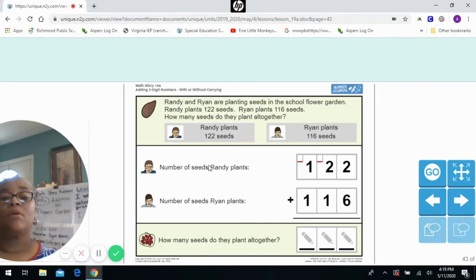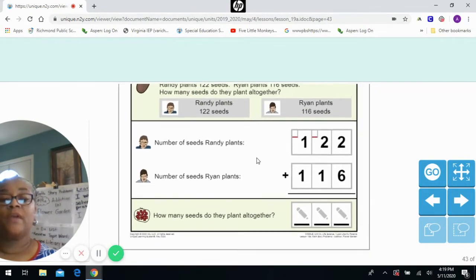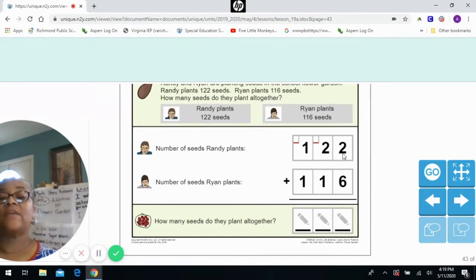So we have the number of seeds Randy plants. Randy plants 122. The number of seeds Ryan plants, Ryan plants 116. So it's 122 plus 116. Now I didn't say 116 because that's how we say the number. 116. Okay? So how many seeds? Let's count. Let's do this.